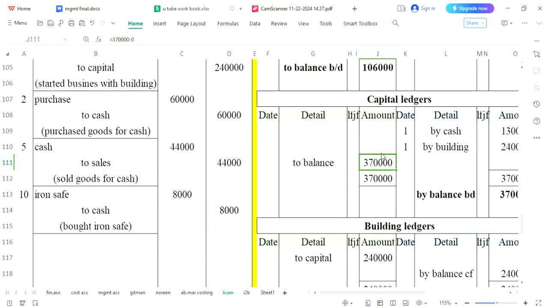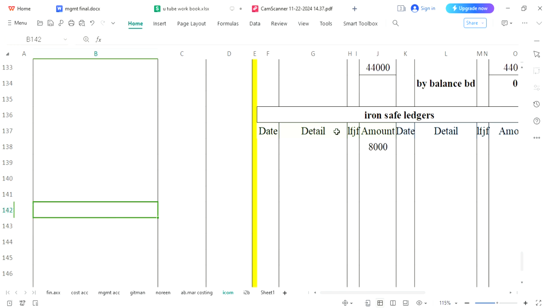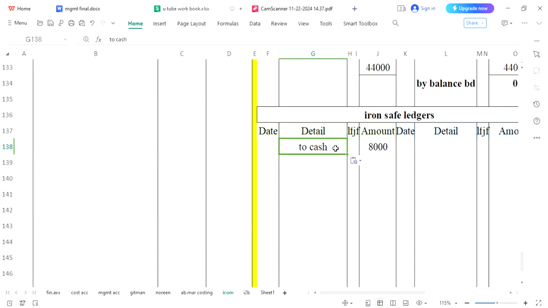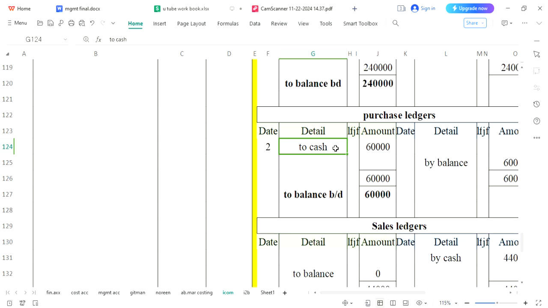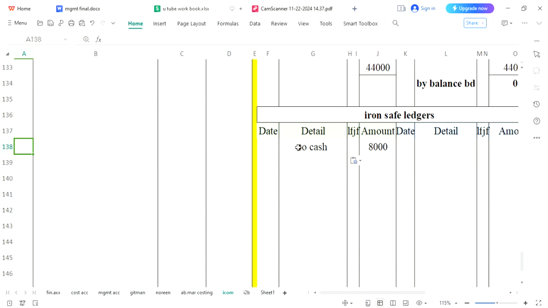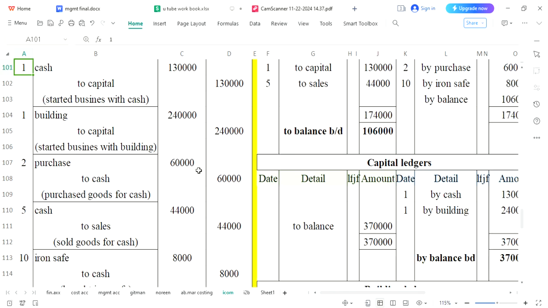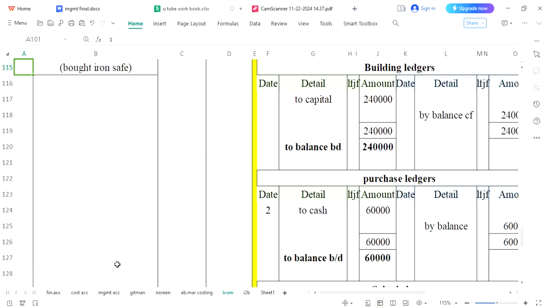Secondly, for reference, we will use the opposite side. On the opposite side, what is written? We have to cash, and same to cash would be written over here. So in this way, since you have seen that there was only one entry, this was entry number 10. So no other entry is present for iron safe. As you can see, these are your entries. Only one entry was having iron safe. It means its ledger is also completed.